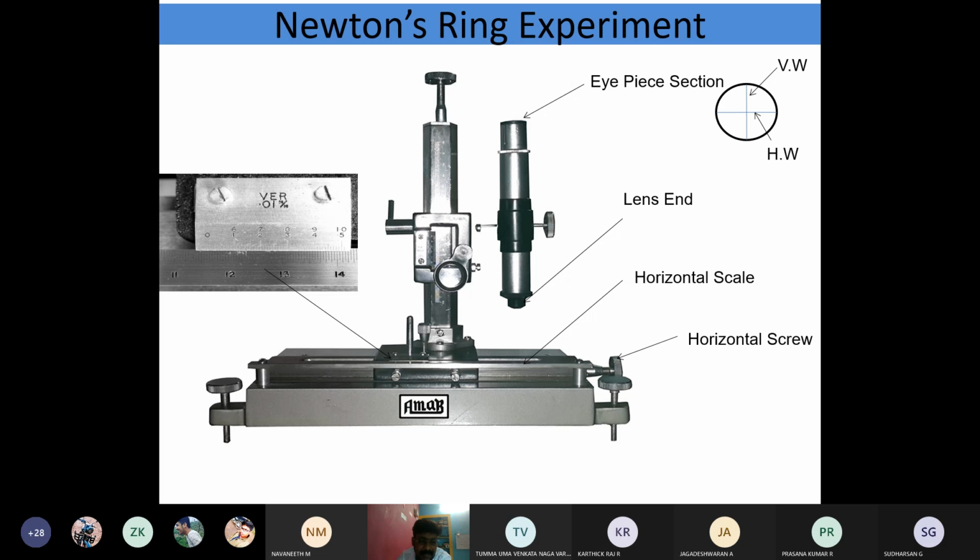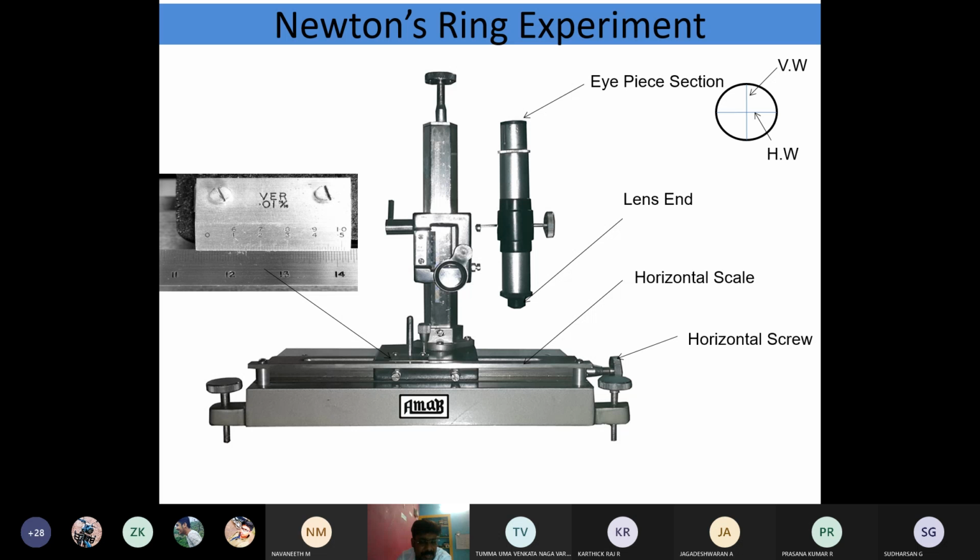On the left-hand side, we can see the main scale. It is a long, fixed scale. The main scale will not move; the only movement is the vernier scale. The vernier scale is moved with the screw adjustment. By adjusting the screw, we move the vernier scale to view the bands, the fringes, the circular rings. So the main scale is a fixed one, and the vernier scale is a movable scale.